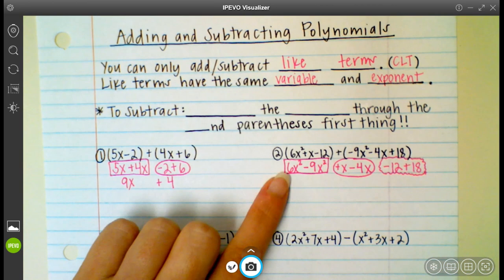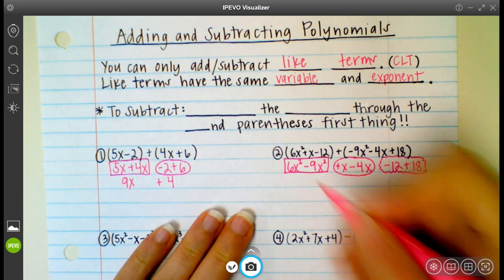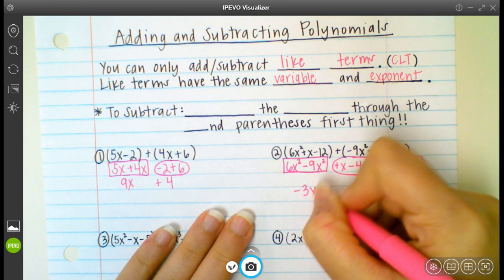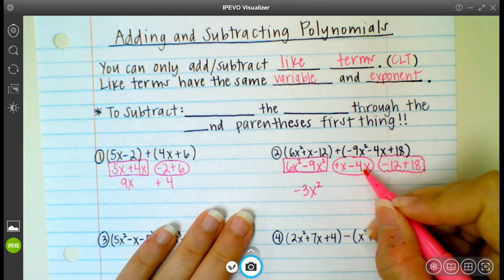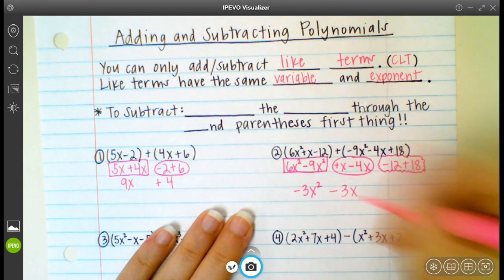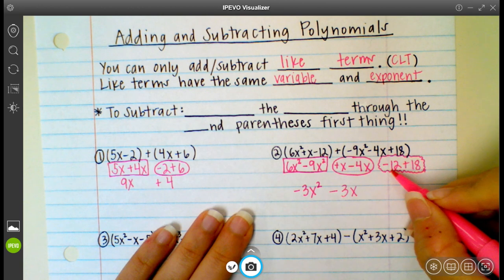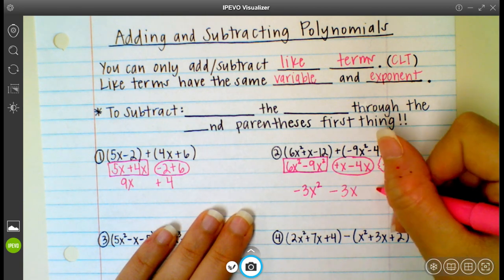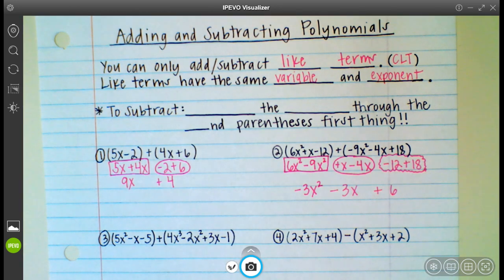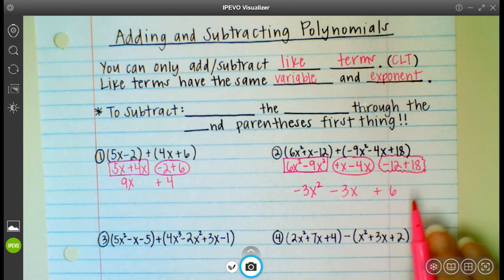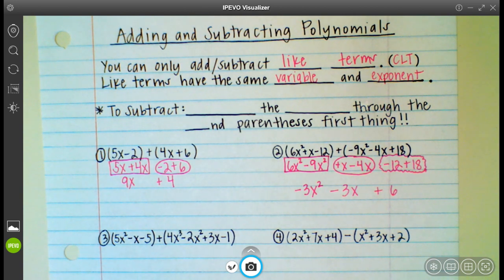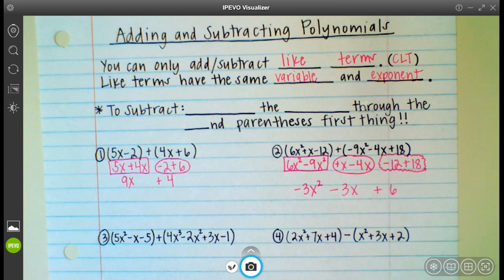All right, so what is 6 minus 9? Well, that's negative 3x squared. And plus 1 minus 4 is minus 3x. And negative 12 plus 18 ends up giving us positive 6 at the end. So again, guys, if you wanted to name that polynomial, we know that its power is a 2, so it's a quadratic, and it has 3 terms, so we'd call that a quadratic trinomial. But we don't have to name them unless we ask for it. All right, so let's take a look at number 3.